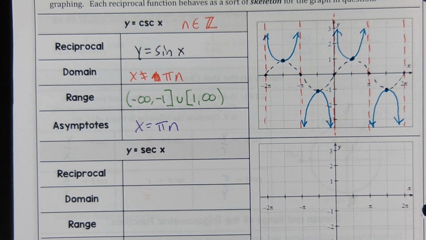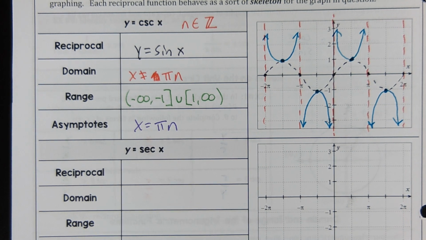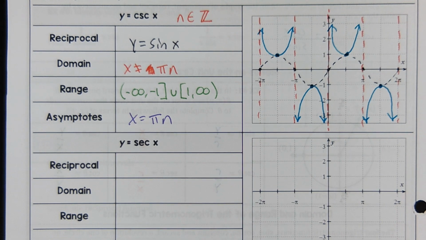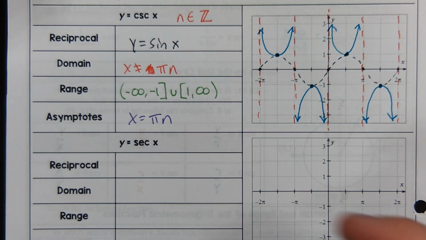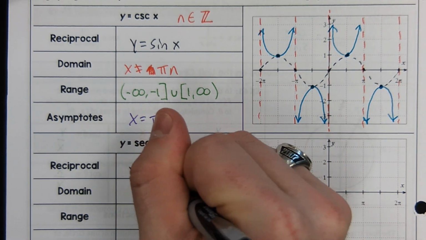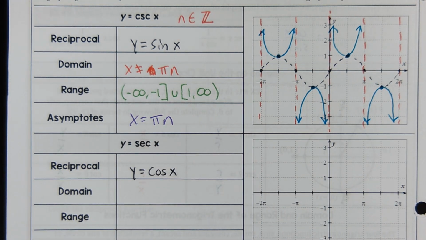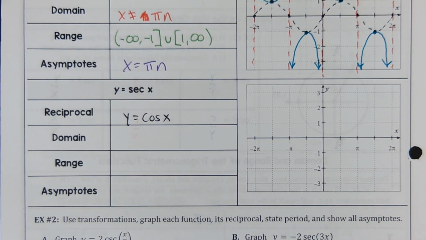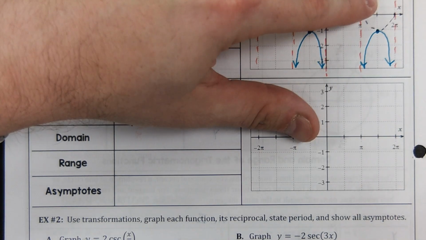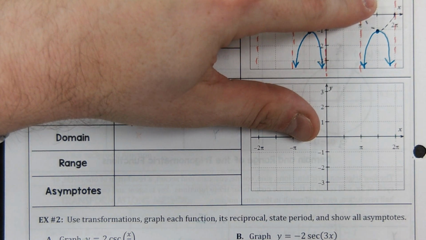And that exact same trick works for secant. Secant's reciprocal is cosine of x. Y equals cosine of x. I'm going to go ahead and put the parent cosine wave on here as a dotted line.